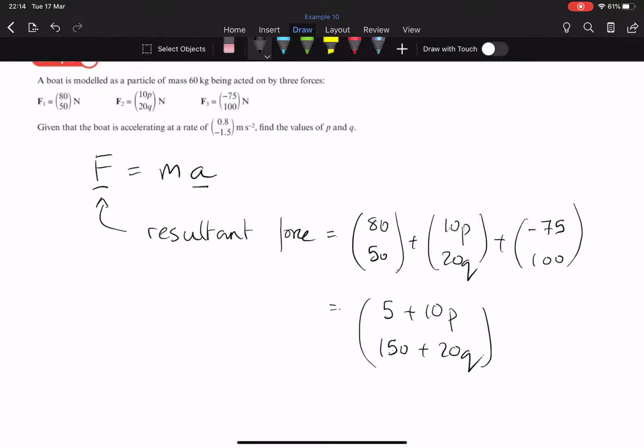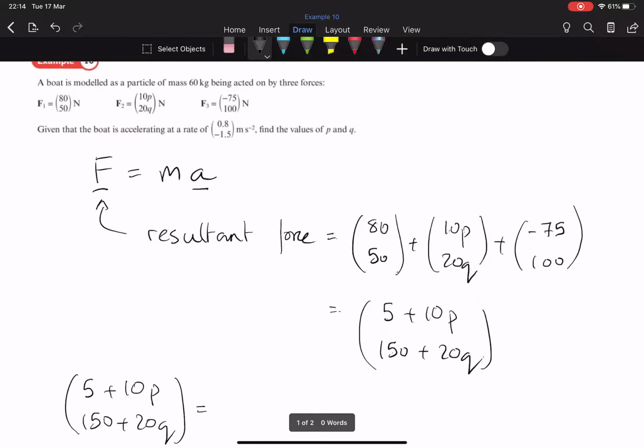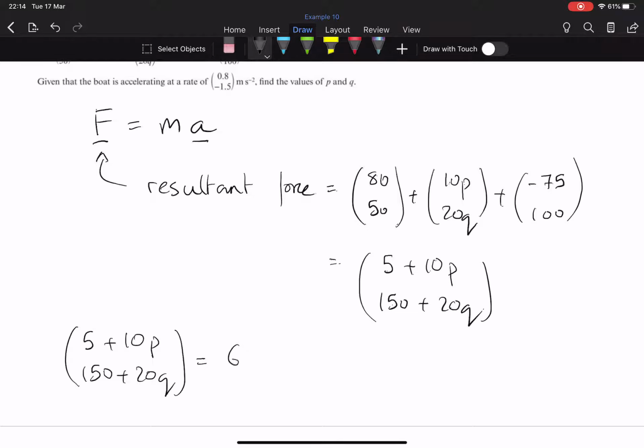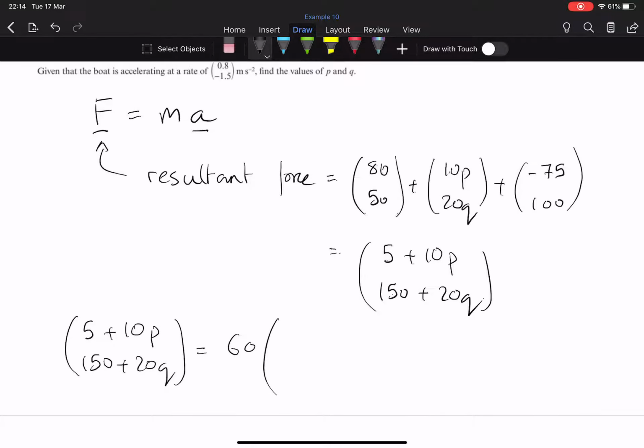So now we can substitute that into F, and we also know that a is equal to (0.8, -1.5). So we're going to have (5 plus 10p, 150 plus 20q) equals m, the mass of the boat is 60, times the acceleration, which is (0.8, -1.5).